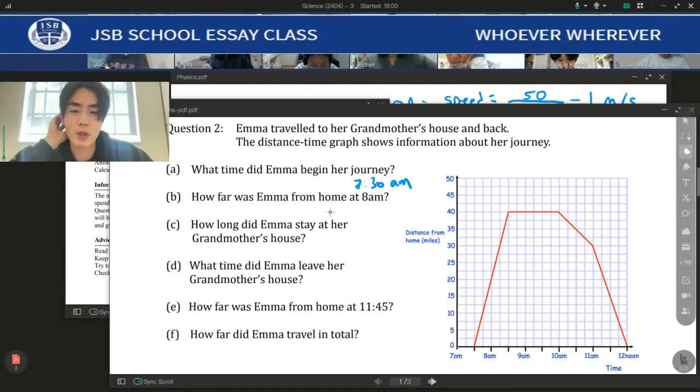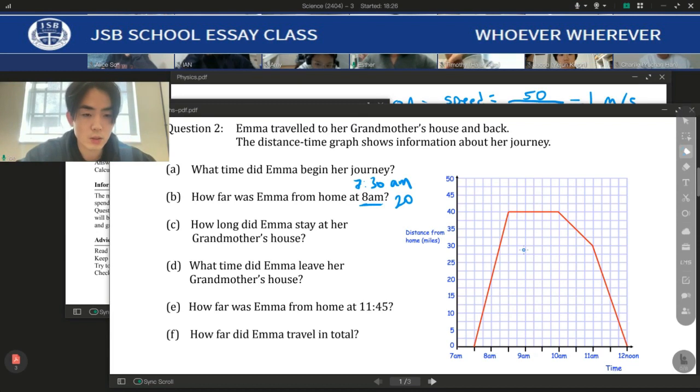Alice, how far was Emma from home at 8 a.m.? Part B. 20 miles. Yeah, 20 miles. Good. C. How long did Emma stay at her grandmother's house? Esther? How long did she stay at her grandmother's house? 1 hour 30 minutes. Good.